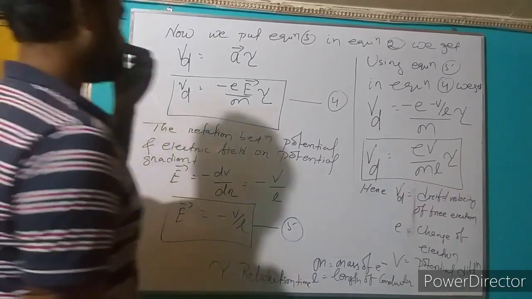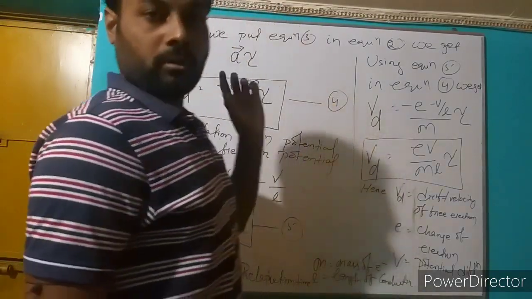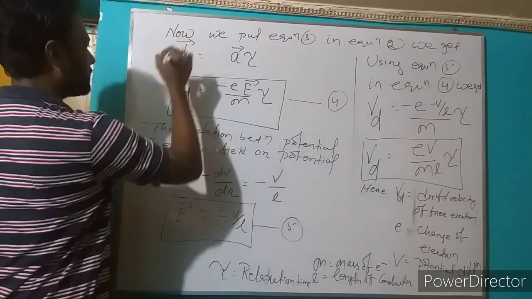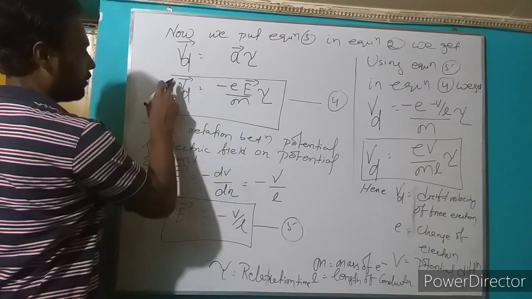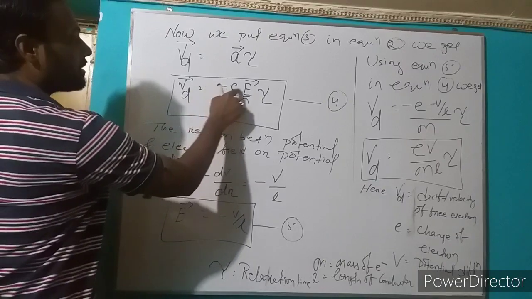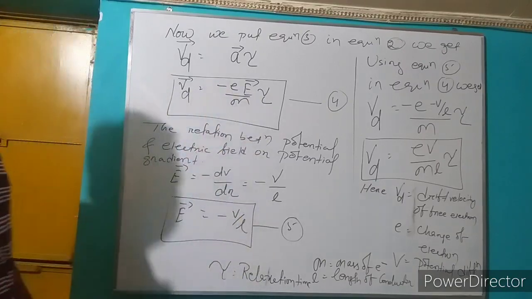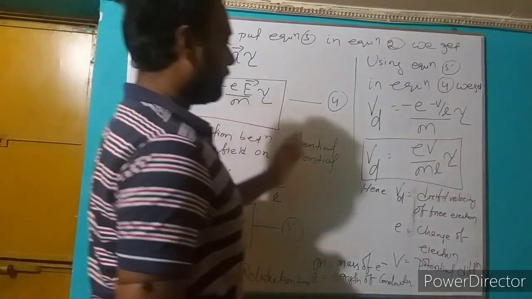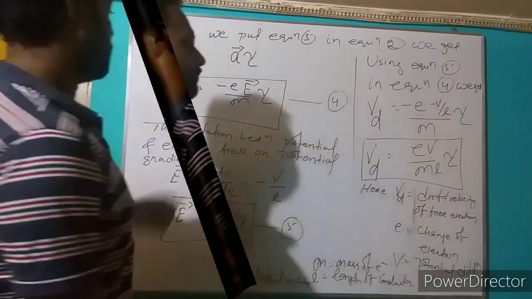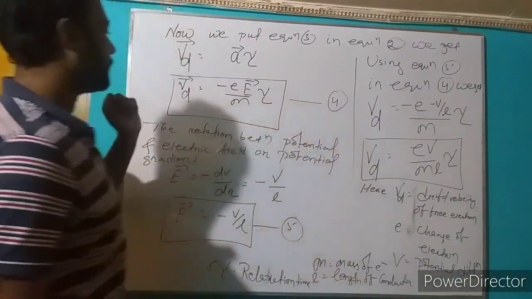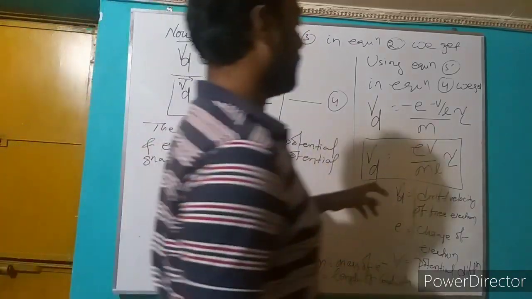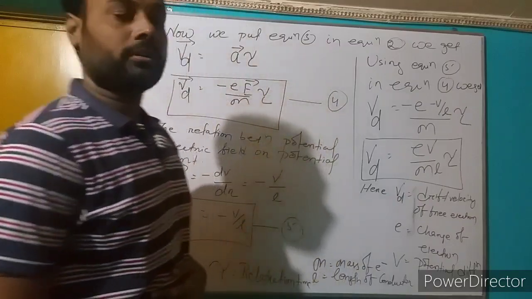So here we know the formula of drift velocity, Vd, and this is a vector. Velocity is a vector quantity, so we choose a vector. So Vd vector equals minus eE by m into tau average. Another definition is Vd equals eV by mL into tau average. These are the two formulas related to drift velocity. The first one is minus eE by m into tau, and the other is eV by mL into tau.